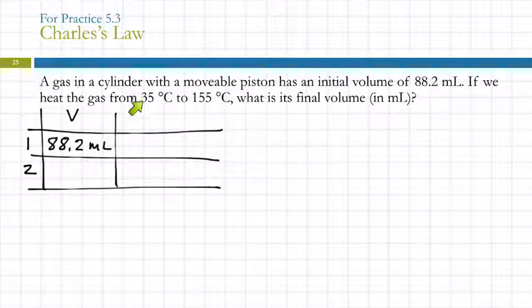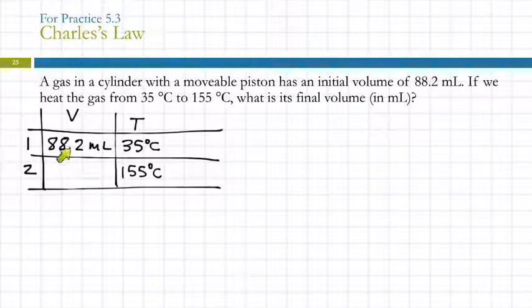So this is the initial temperature. The initial temperature goes with the initial volume, so I'm going to write those two on the same line. 35 degrees Celsius, that's the temperature. The temperature changes from 35 to 155 Celsius, so I'm going to write the other temperature down here. And then it says, what's the final volume?